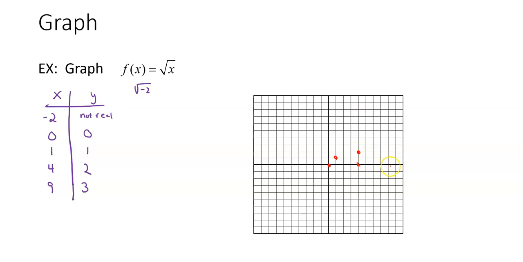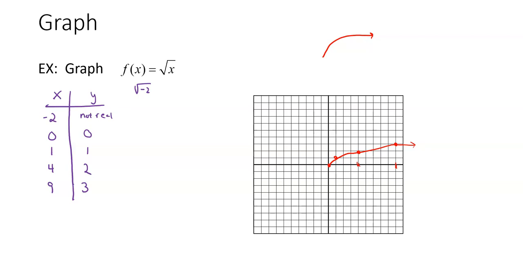5, 6, 7, 8, here's 9. At 9, I get 3. It's a curve. Right, so in these curves, it comes up like that. If you know something about parabolas, that looks like half of a sideways parabola. And that's exactly what the square root of x is. It's half of a sideways parabola with nothing to the left of 0, 0.